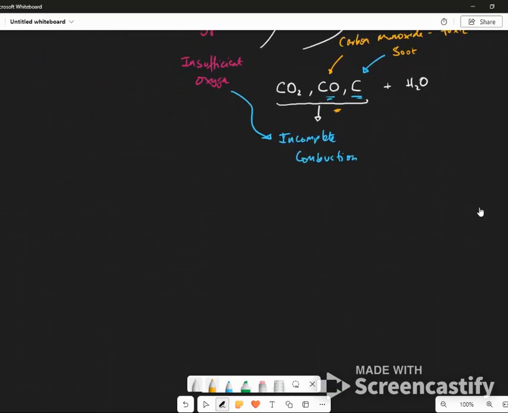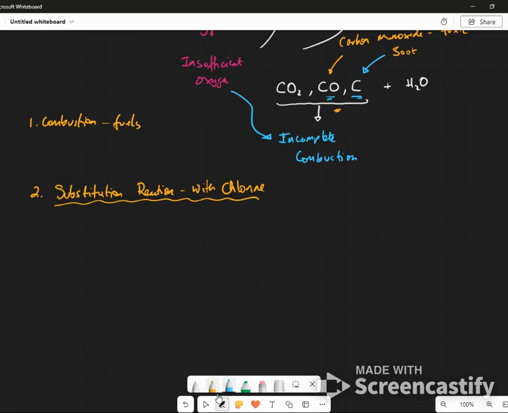Now, the second thing alkanes do, this is number two. Number one was combustion. I'll pretend I've written it up here. Combustion. And we use them as fuels. Number two, they undergo what we call substitution reactions with chlorine. The one that's on our course is this. A substitution with chlorine. And now, look, it looks complicated, but it's not.